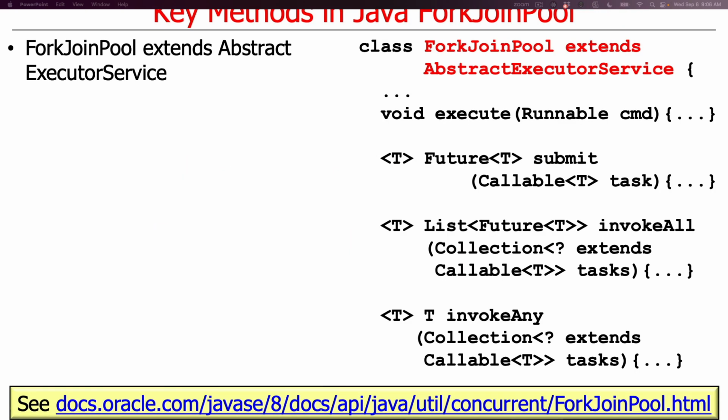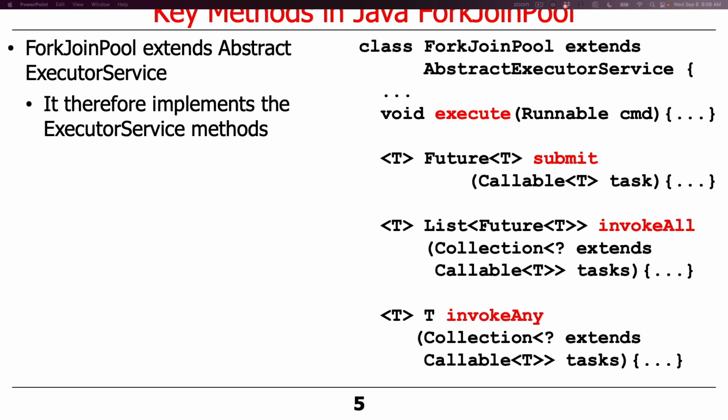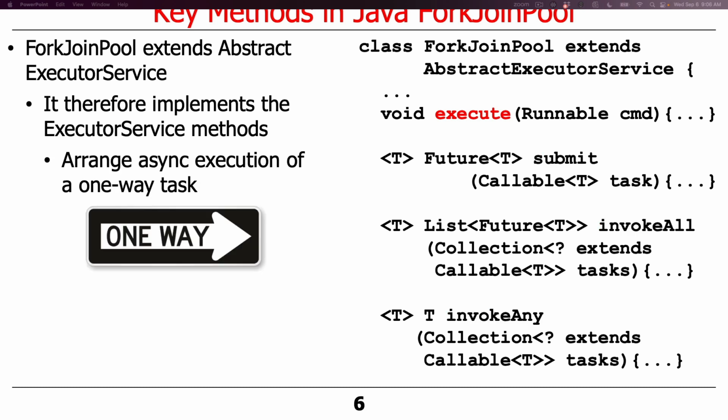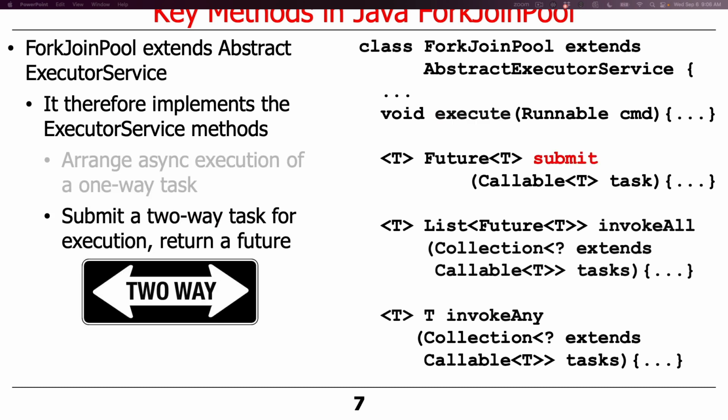So remember, we talked before that ForkJoinPool extends the AbstractExecutorService. And because it does that, it ends up with a bunch of methods that come out of the box from the executor service, things like execute, submit, invoke all, invoke any. So let's talk about those quickly. So the execute method arranges to execute a runnable, which is a task, which is a one-way task. There's no return value that's coming back. And it does this asynchronously. So they're useful things. We aren't going to use this very much in the context of ForkJoinPool, but it is something that you get.